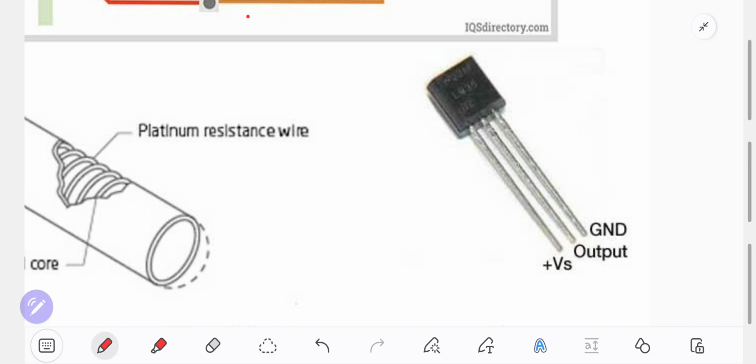Physical device of this IC sensor. This type is LM35, there are three wires or three feet. This one is for voltage, you can connect to battery. Output, the voltage can be detected, and ground. This foot is the result of voltage, and this foot is ground.